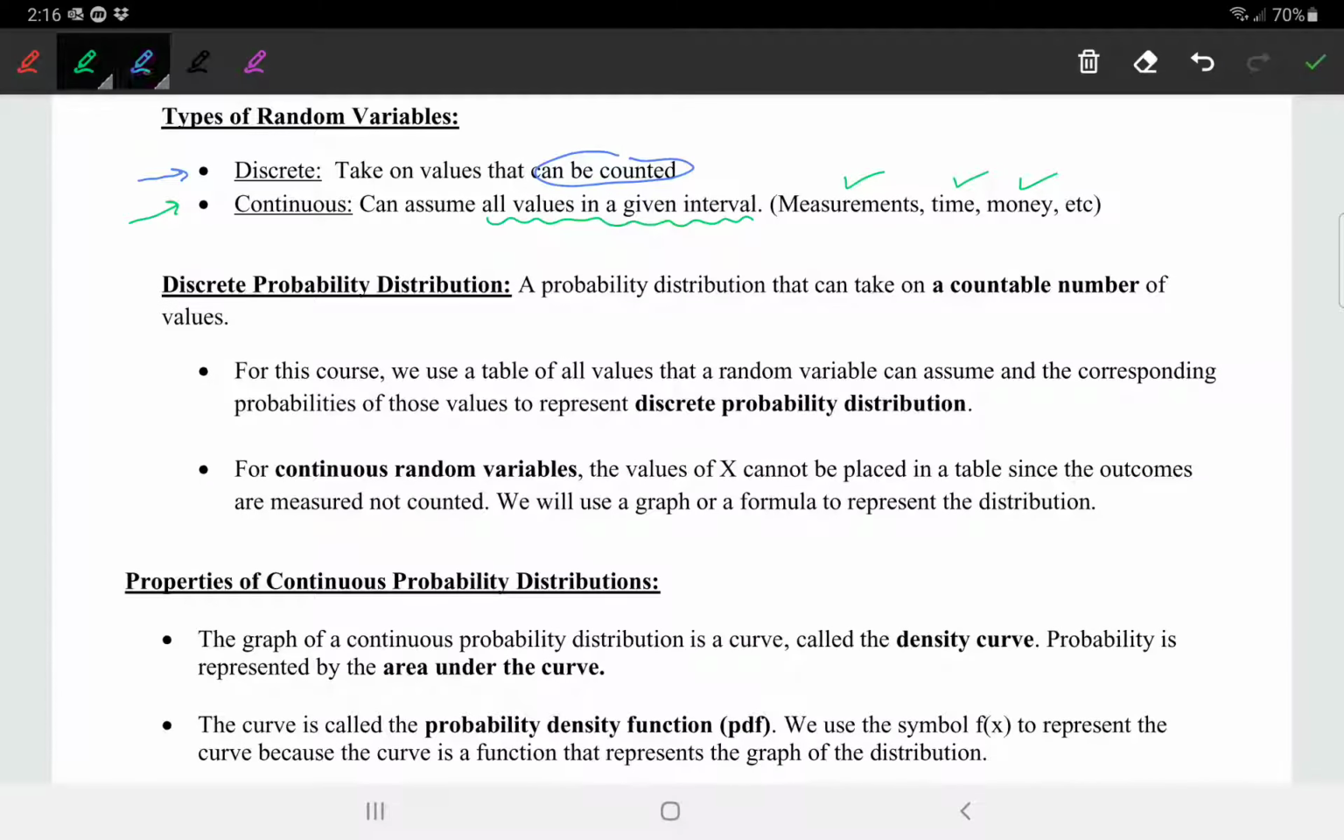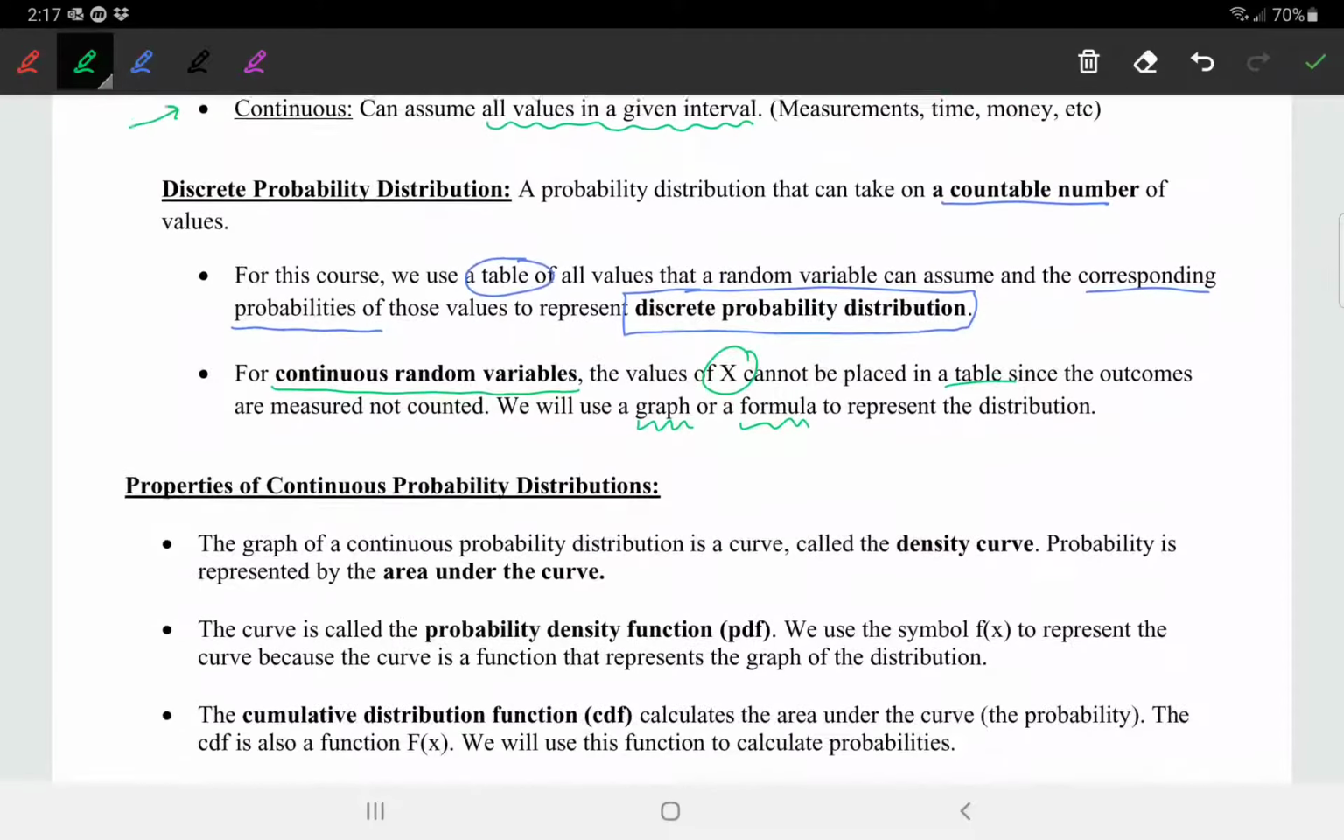Also remember that in the discrete probability distribution, again a countable number of values, we used a table of all values for that random variable, and then we listed the corresponding probabilities, and when we did that, we created a discrete probability distribution. Now we'll be looking at continuous random variables, and the values of X cannot be counted, so they cannot be placed in a table since the outcomes are measured. So we're going to have to use a graph or a formula to represent this distribution.